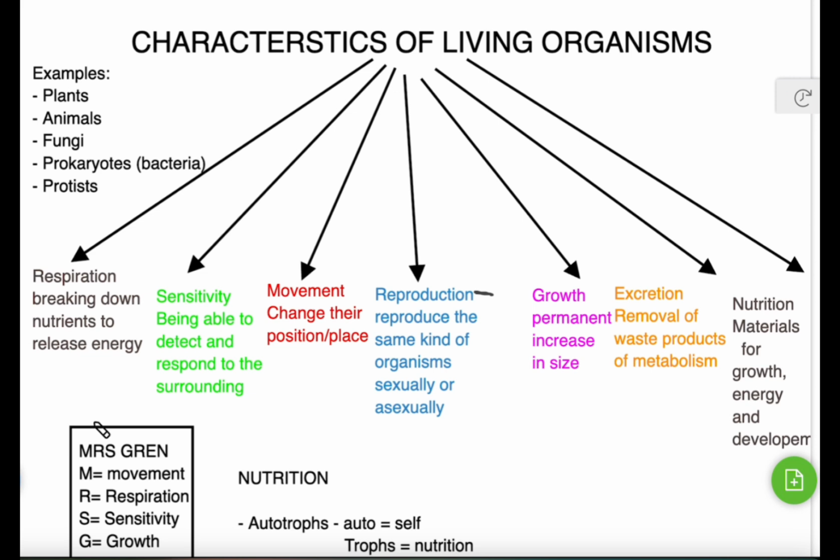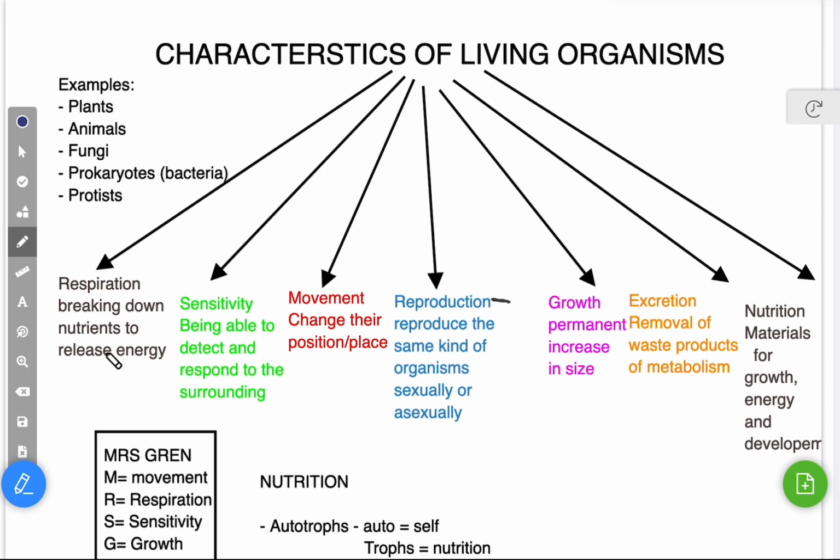Now in total there are 7 of these characteristics that you should remember for your exam. Movement, respiration, sensitivity, reproduction, growth, excretion and nutrition. You can remember this by the mnemonic Mrs. Graham. So M stands for movement, which is they will change their position or place.